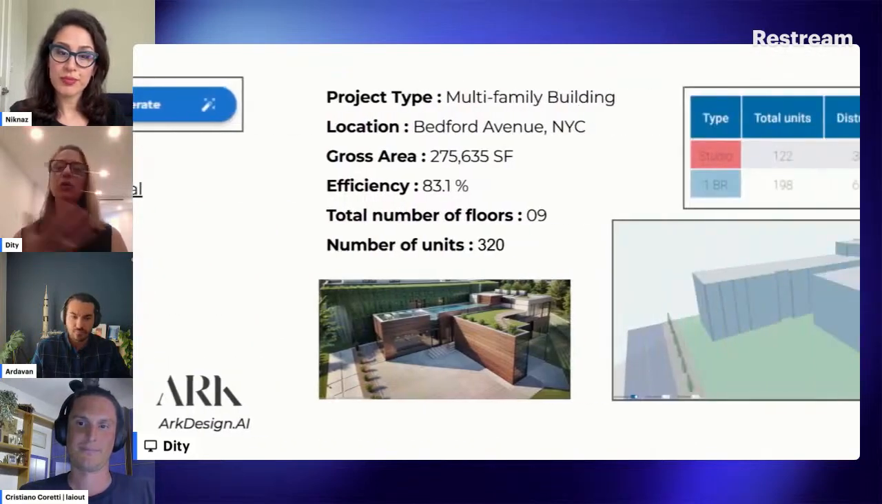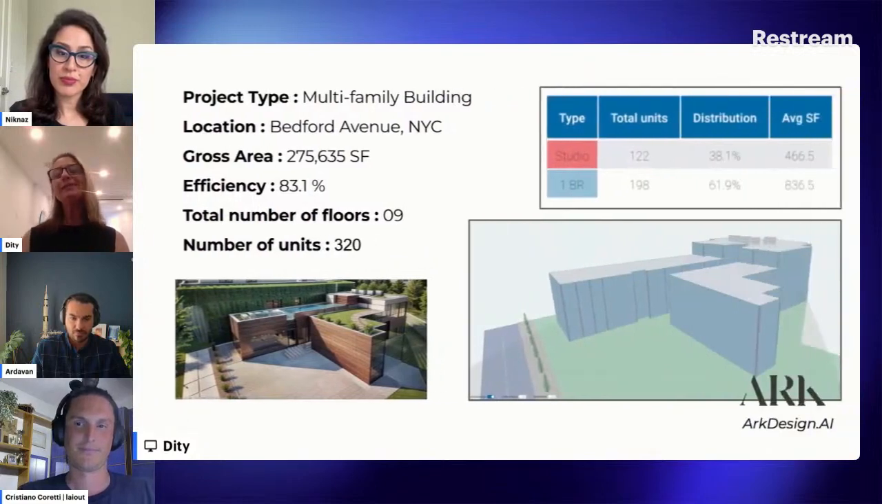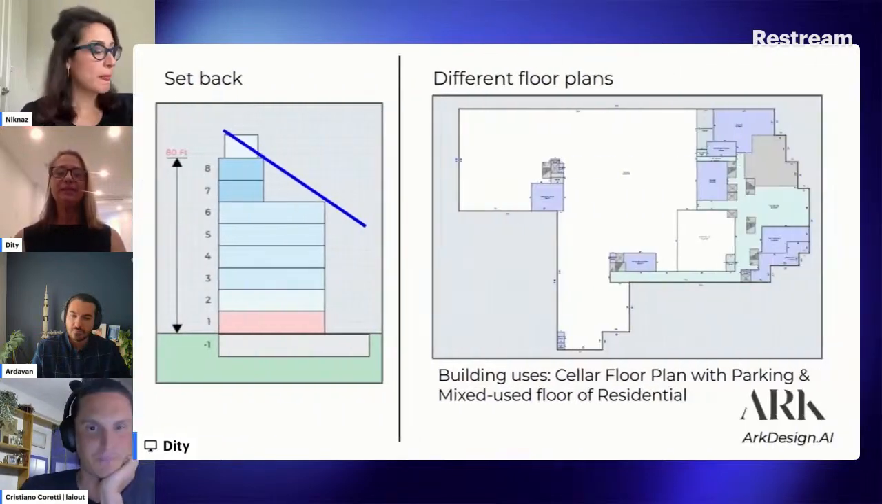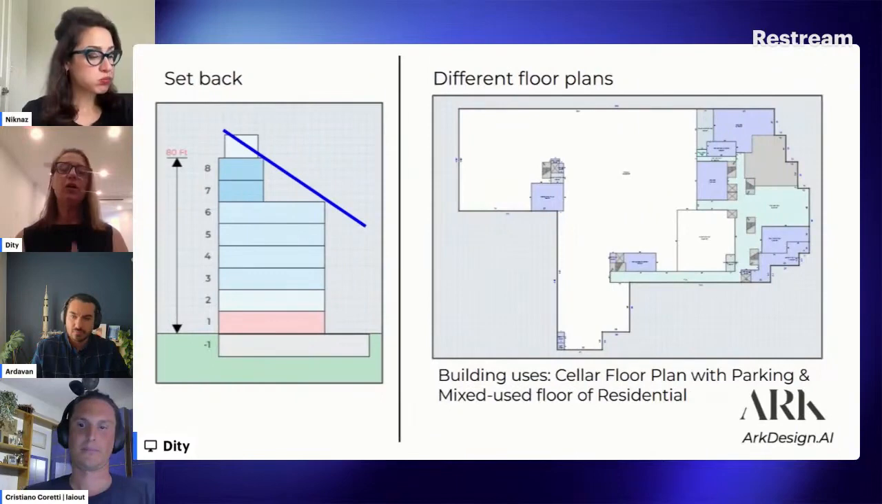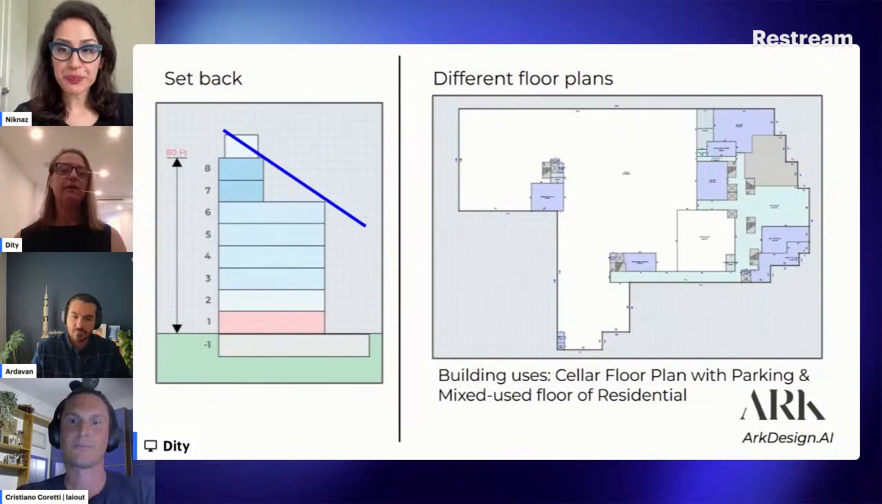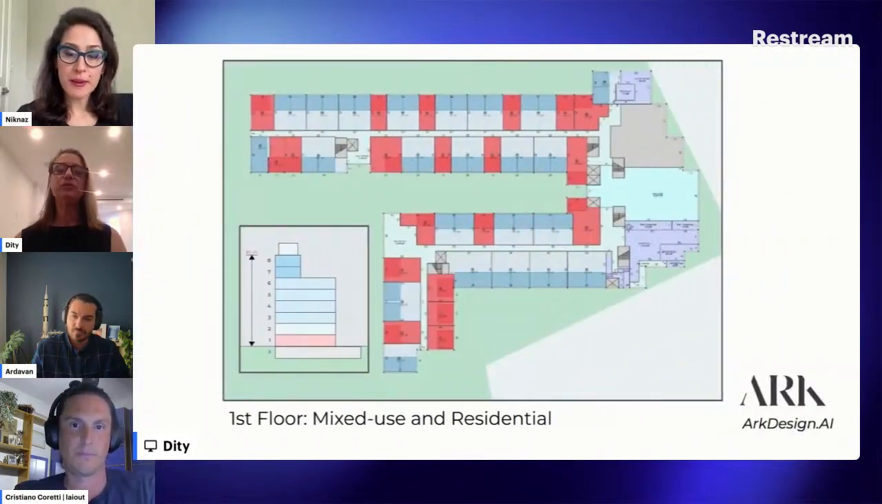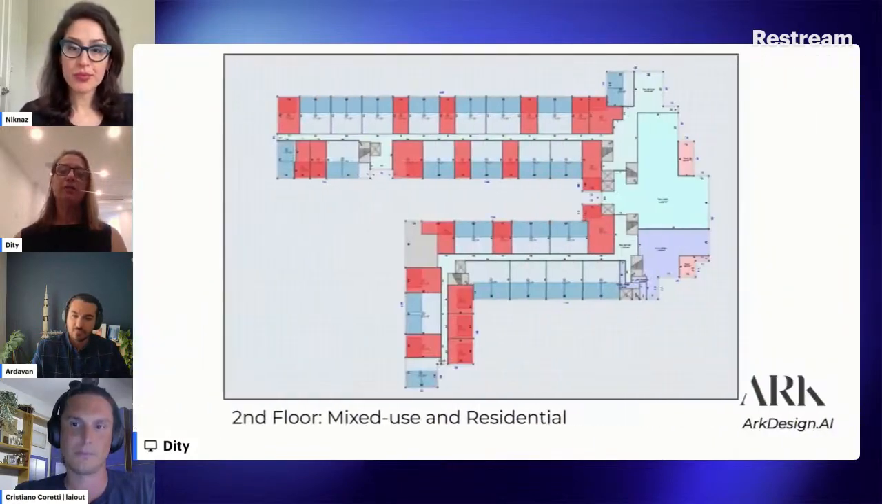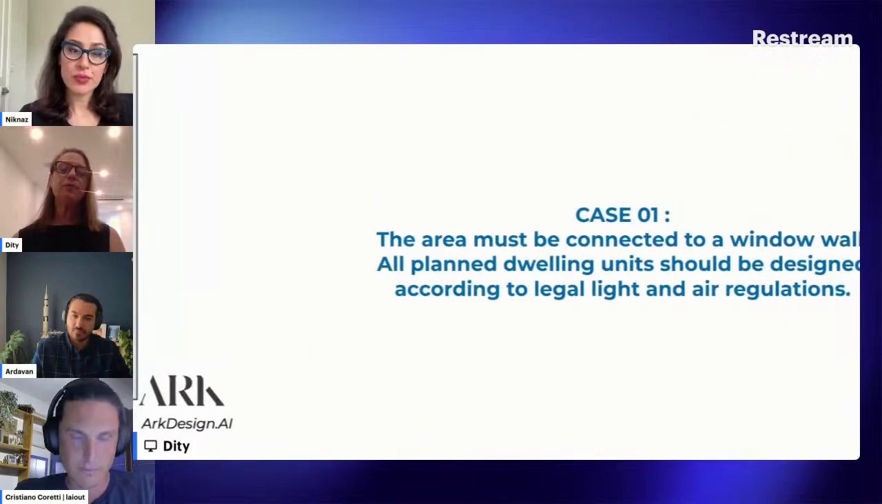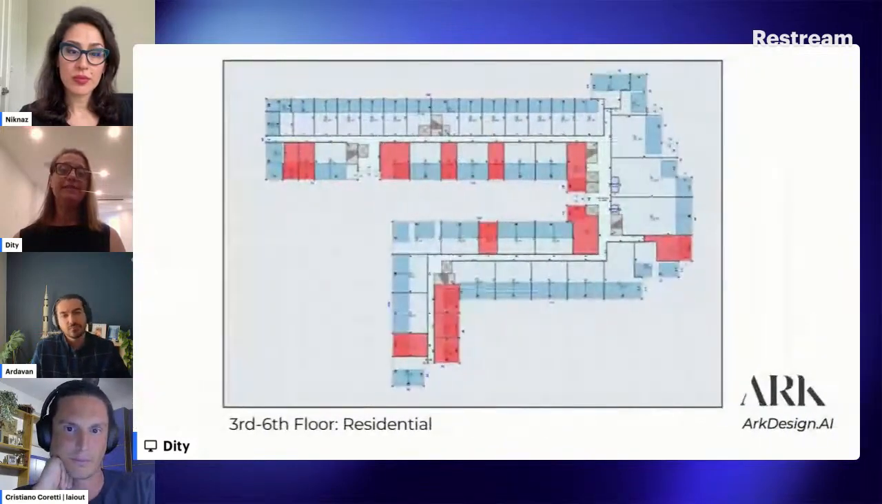And just to show you some use cases. So this is a multifamily in Bedford, New York City, and that's a 320 unit building. And let's go over the floors. So that's the mixed use floor, and mixed use and residential floors, the first floor and the second floor. But look at that floor. This is a residential floor, and that's fully automated. All the layouts that you see for the units are fully automated.